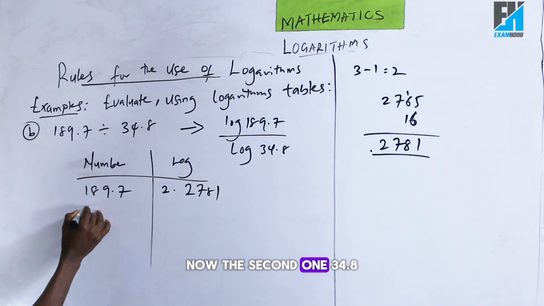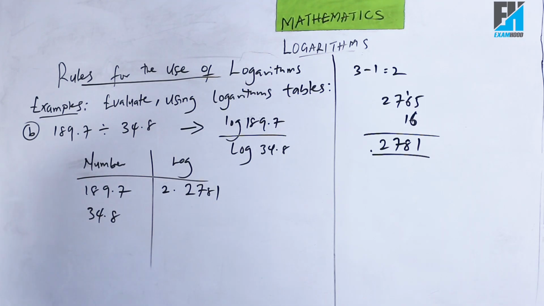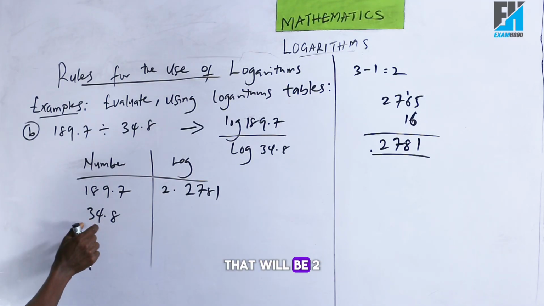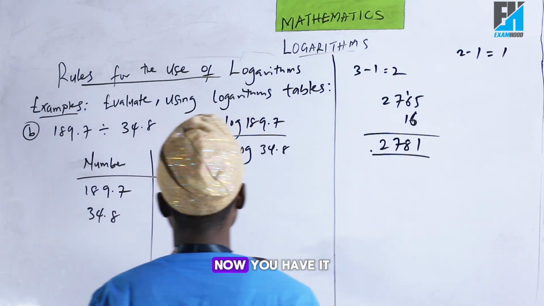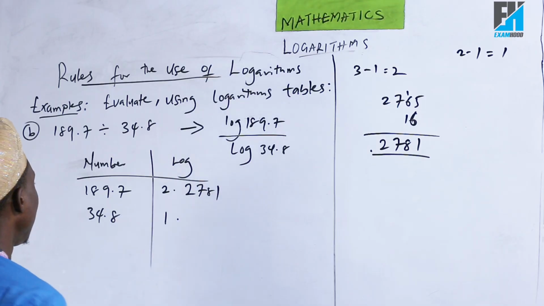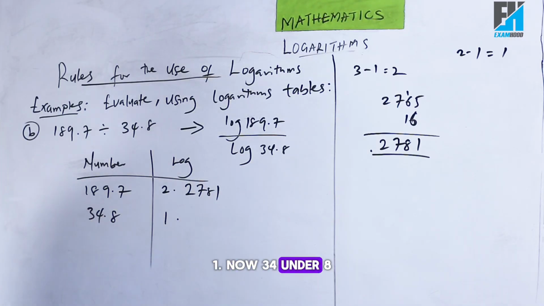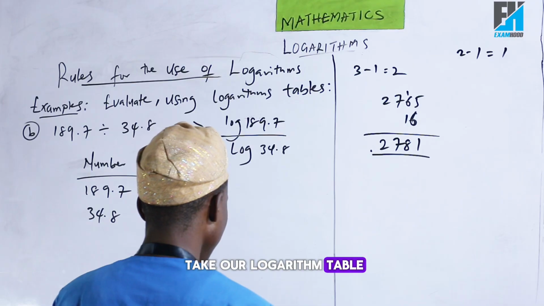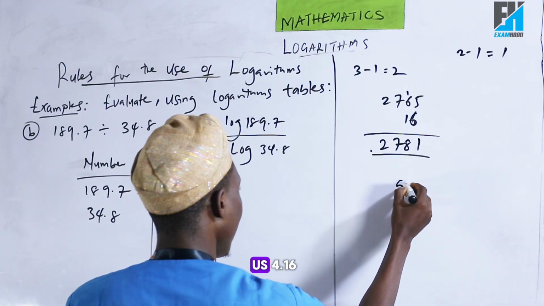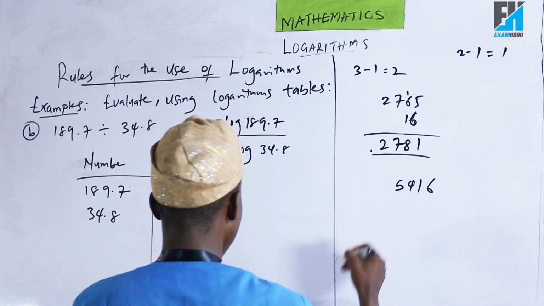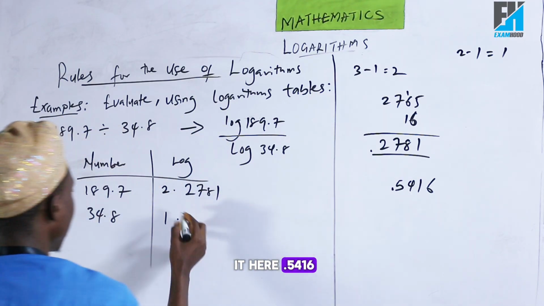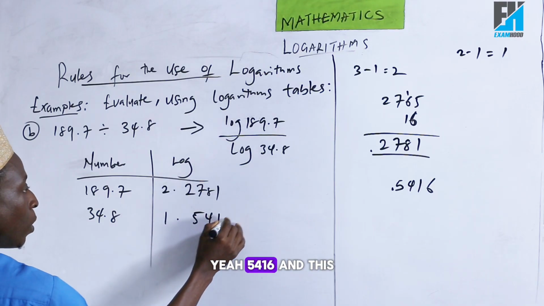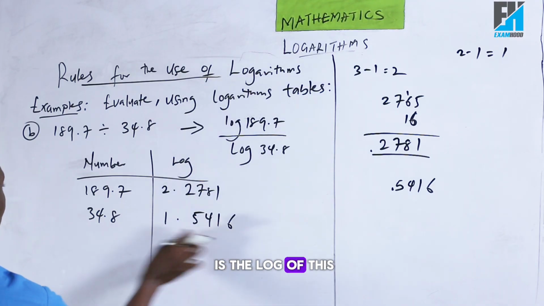Now, the second one, 34.8. We have 2 digits, right? That will be 2 minus 1, which gives us 1. Now, you have it to be 1 point. Now, 34 under 8. Let's take our logarithm table. 34 under 8 gives us 5416. There is no difference, so we just put it here. 0.5416. And this is the log of this.